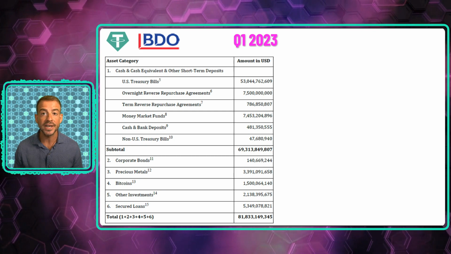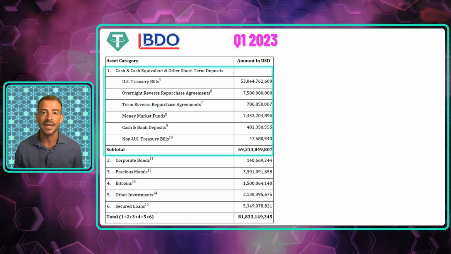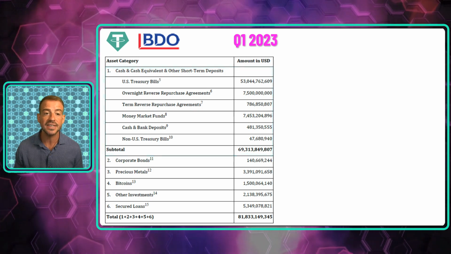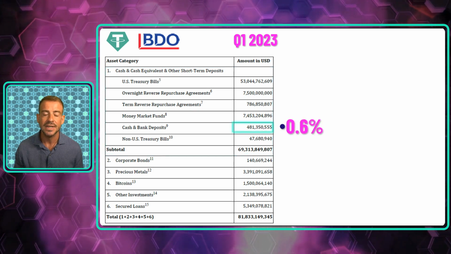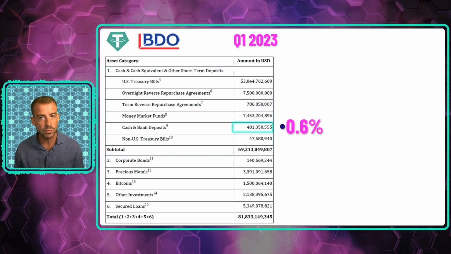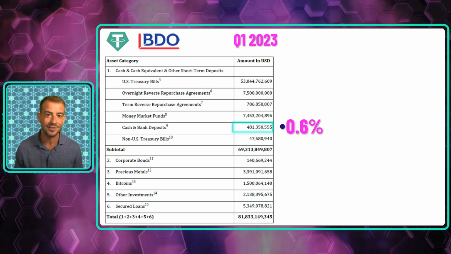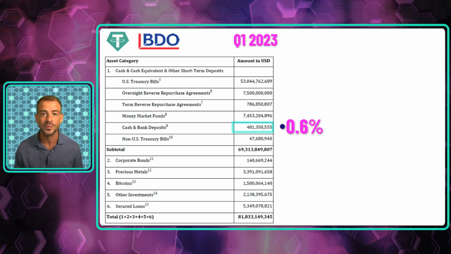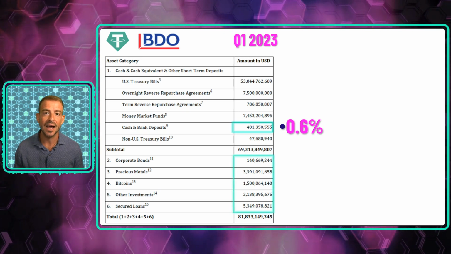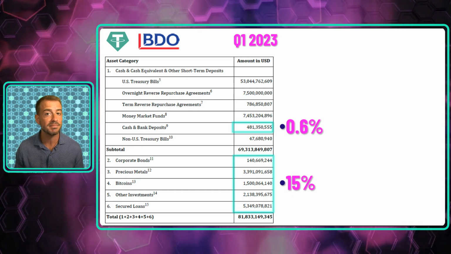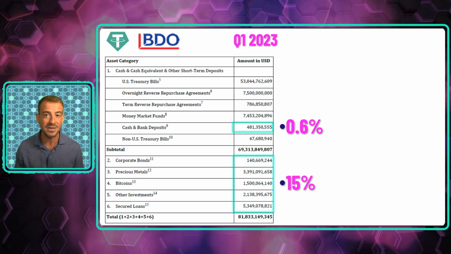One of the main reporting headers we can see here is labeled cash and cash equivalents. And all these holdings in this category are indeed very safe. But if we look at their literal cash holdings here, they only comprise 0.6% of the entire total. Now, further down, we have a bunch of interesting items, including corporate bonds, precious metals, secured loans, and bitcoins.